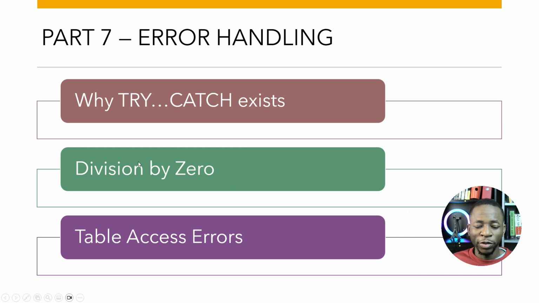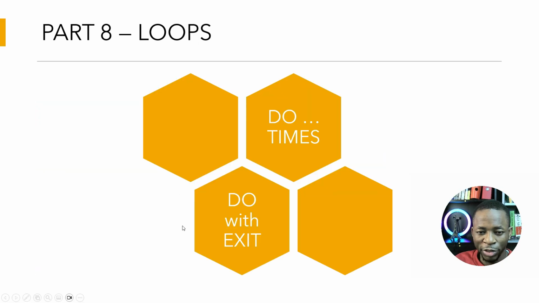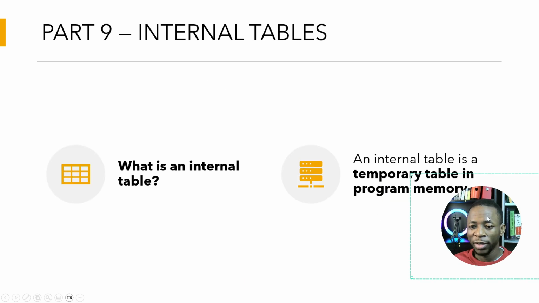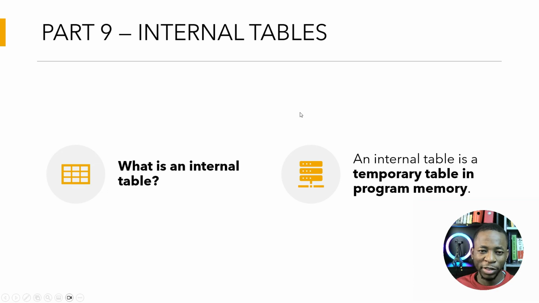First and foremost, an example of an error is a division by 0. For instance, when you want to divide a number and you end up dividing by 0, this is a mathematical error. So you get a division by 0 error, and this needs to be handled. Table access errors also exist, so we'll be looking at this in subsequent videos. And part 8 has two types of loops: the do type and the do exit type of loop.